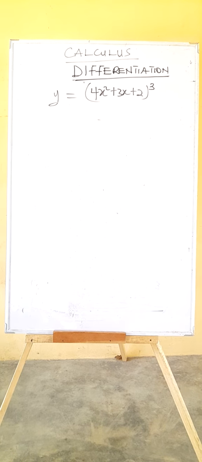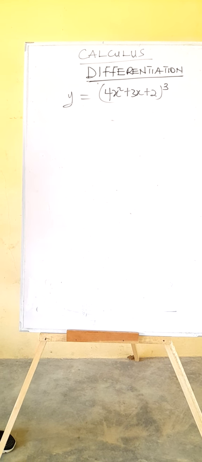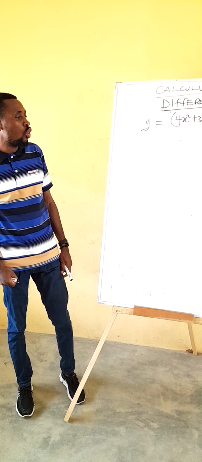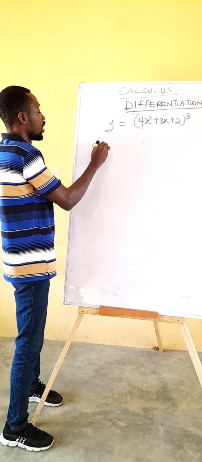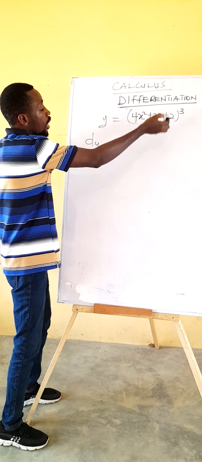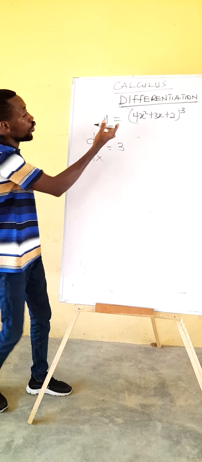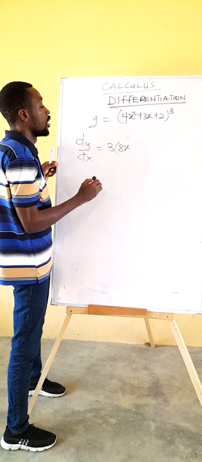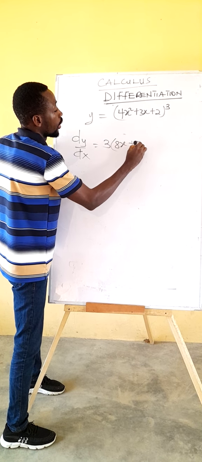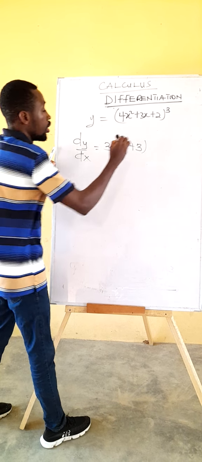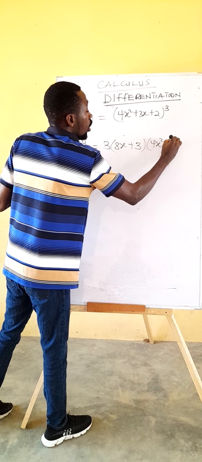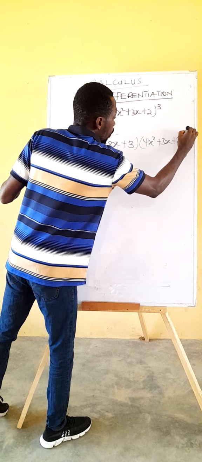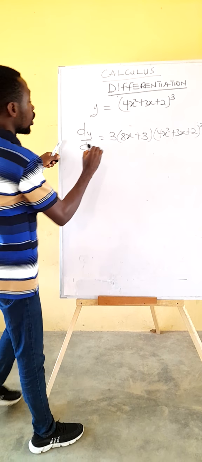Okay, so there is another question on the board, and I want to do differentiation without using the chain rule. It just means that you drop the power, alright? Now you differentiate the base individually. When you differentiate this, you get 8s. You differentiate this, you get 3. Then you repeat the base, 4s squared plus 3s plus 2. Then you reduce the exponent by 1, so that becomes 2.